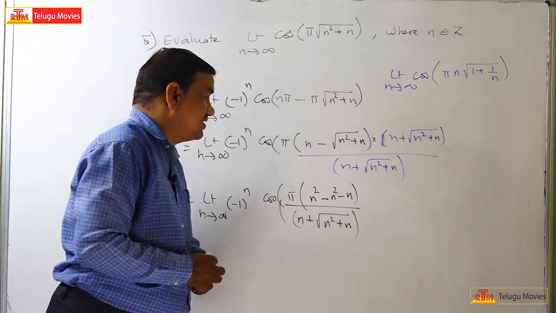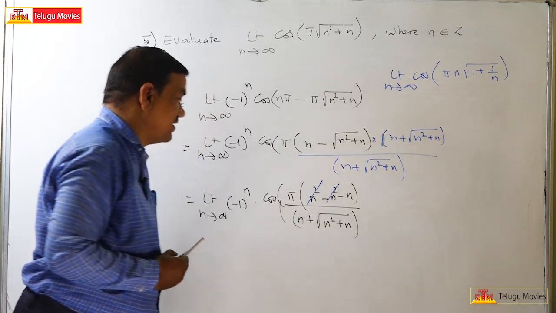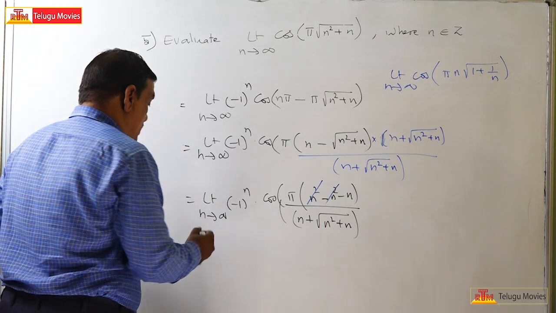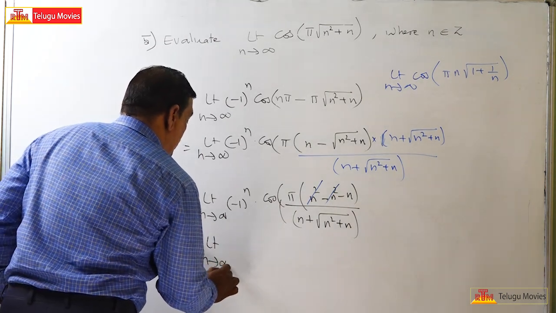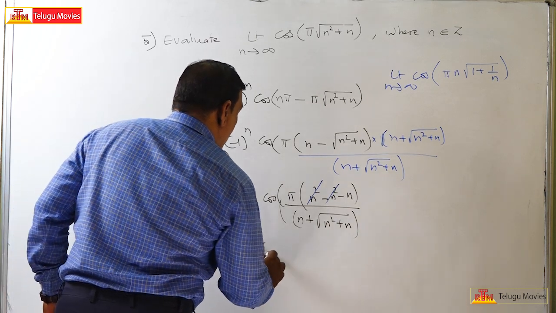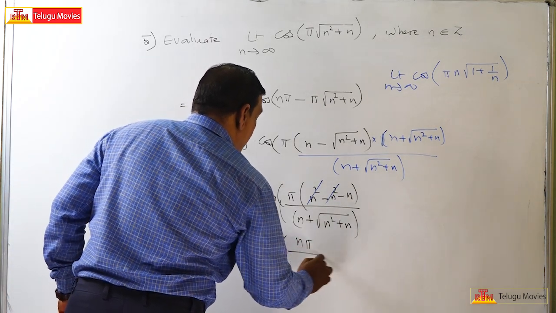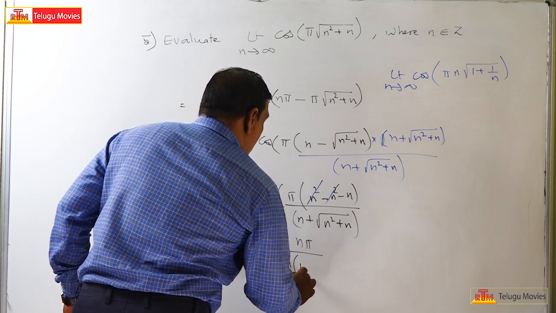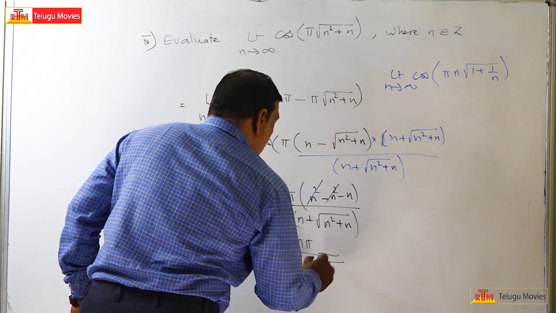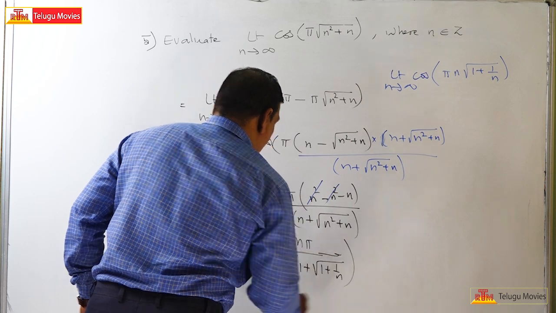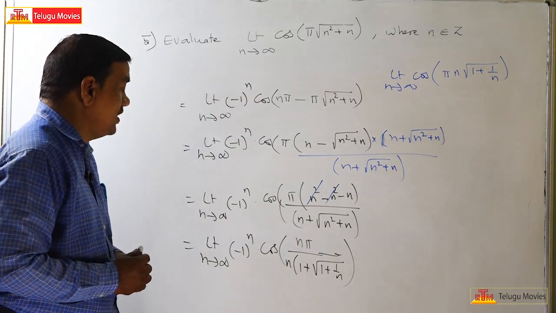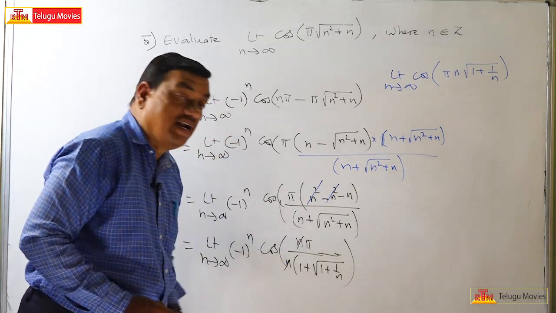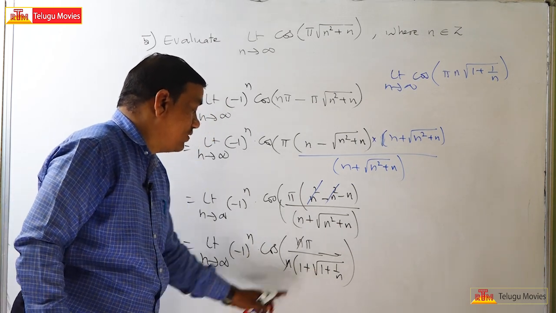So here any more cancellations? So here plus n square minus n square cancel. Cos of minus n pi, you can write n pi, no problem. So this is equal to limit n tends to infinity minus 1 whole to the power of n, cos of n pi by, in the denominator take n common outside. If you take n common outside, n into 1 plus root of 1 plus 1 by n. Okay, so here n will get cancelled. As n tends to infinity, here 1 by n tends to 0, 1 plus 0, 1, 1 plus 1, 2.